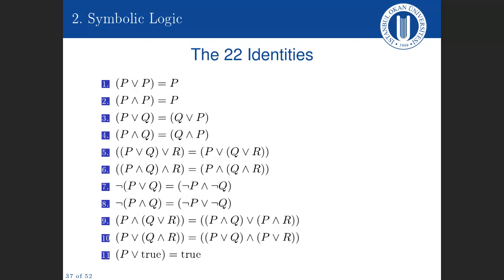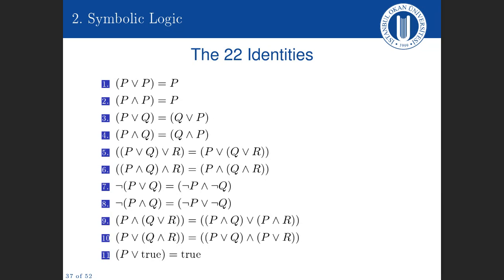P or P equals P. If P is true, both sides are true. If P is false, both sides are false. So these must be the same. P and P equals P. If P is true, P and P is true. If P is false, P and P is false. So both sides are either true at the same time or they're false at the same time. So we can write equals.